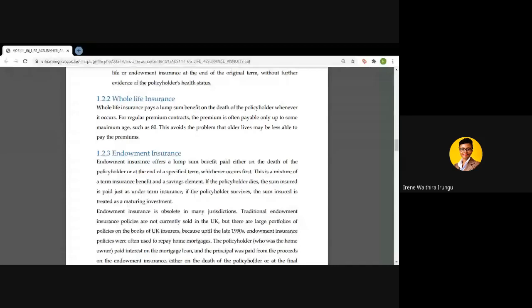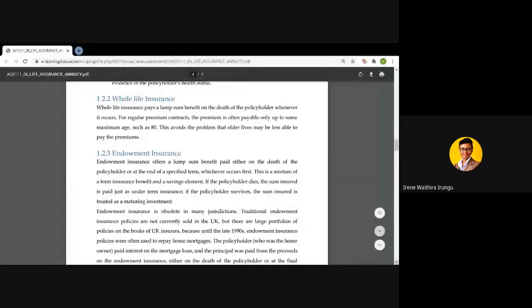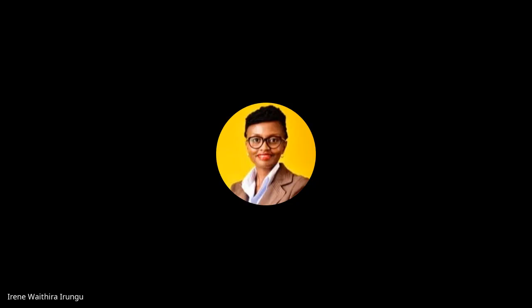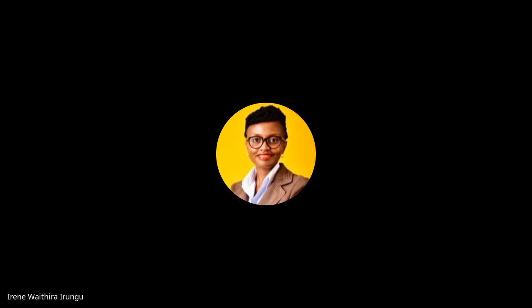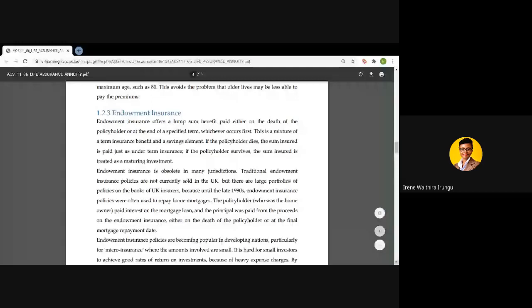So we have the next one, which is called the endowment. Now the endowment offers the policyholder a maturity benefit, and there's also a death benefit. So usually, again, it offers a lump sum benefit to be payable either on death of the policyholder, so that in that event, the money goes to the policyholder's beneficiaries, or at the end of a specified term. So whichever occurs first. So in this case, again, we are saying that an endowment needs to be issued for a certain period of time.